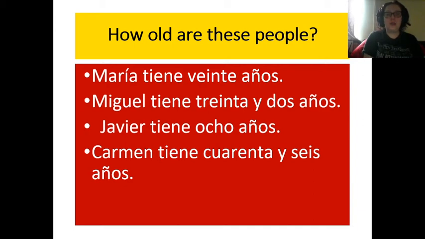So let's look at this as an exercise. So how old are these people? So Maria tiene 20 años. So Maria is something, years. So I'll let you have a little think about that. I'm not expecting you to remember all of this, but you can always go back and forth in your own time later and have a little bit of an exercise for you, really, isn't it?